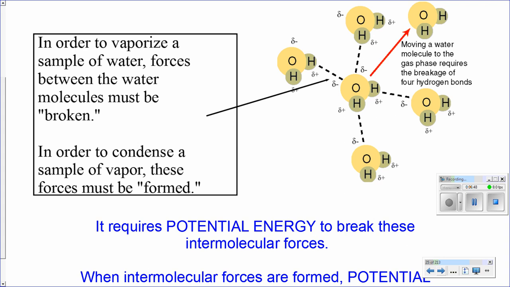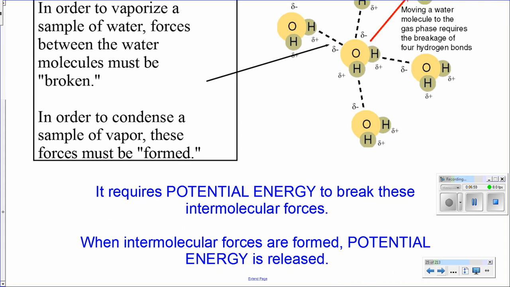If we want to vaporize a sample, we have to put energy in. If we want to condense a sample of vapor, we have to remove energy so that those associations can form. It requires potential energy to break intermolecular forces. And when we form new intermolecular forces, potential energy is released.